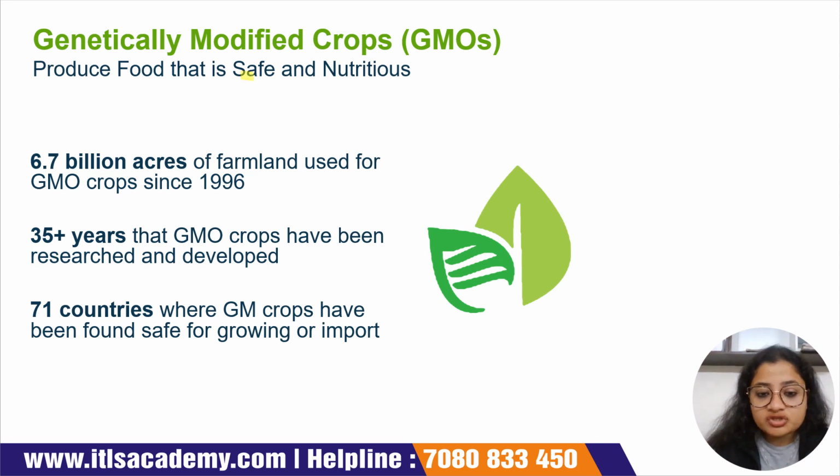Obviously the main motto is to meet the food demand, but also these are the factors that we need to keep in mind: the crops should be safe, they should be nutritious, they should do no harm to the environment or other animals, and they should be able to grow under natural conditions, under field conditions.